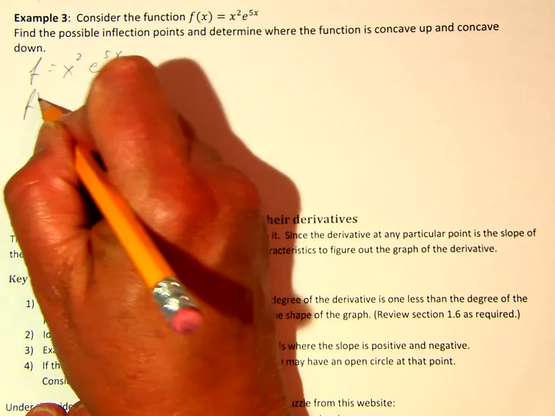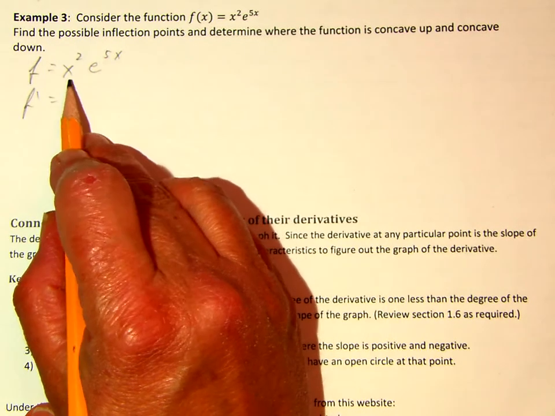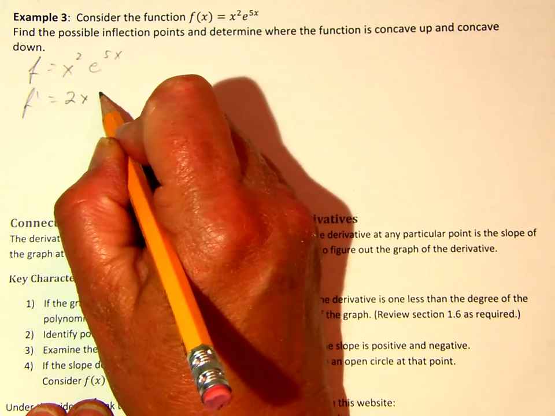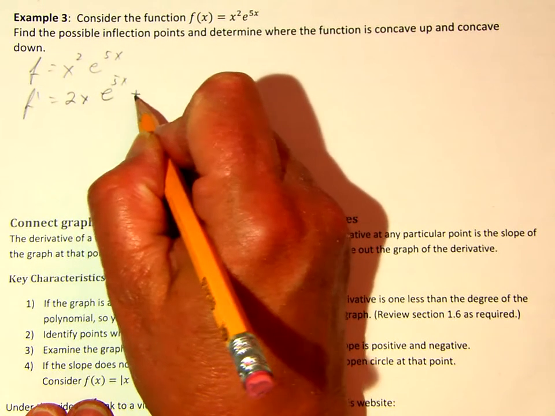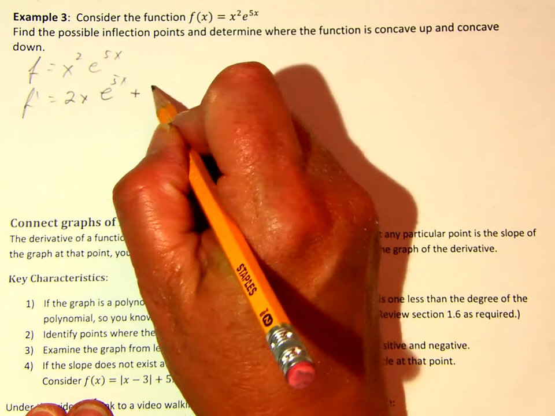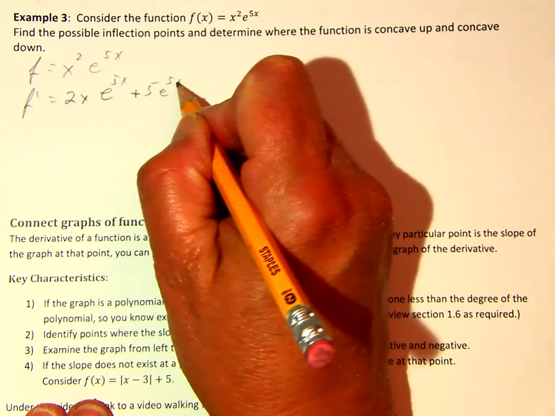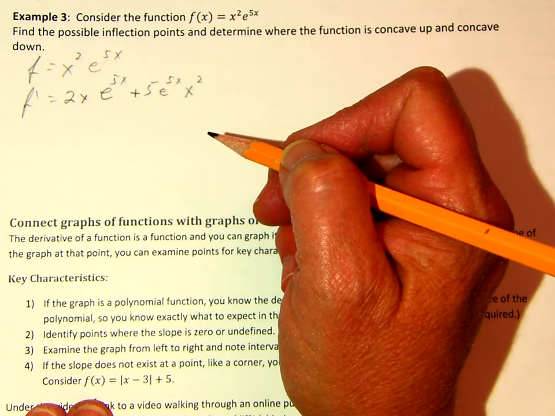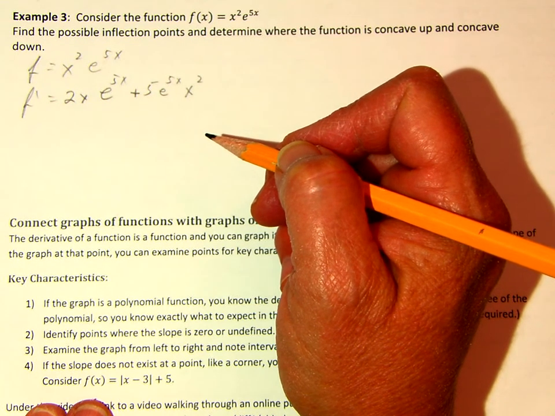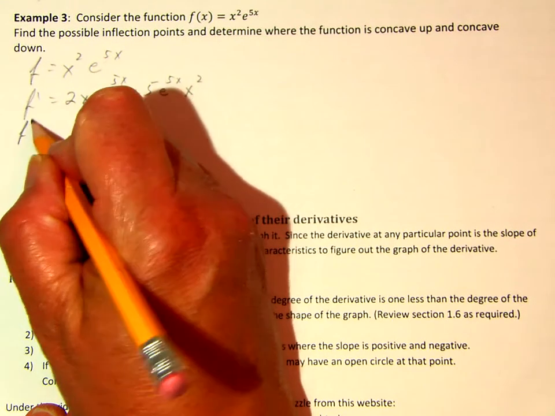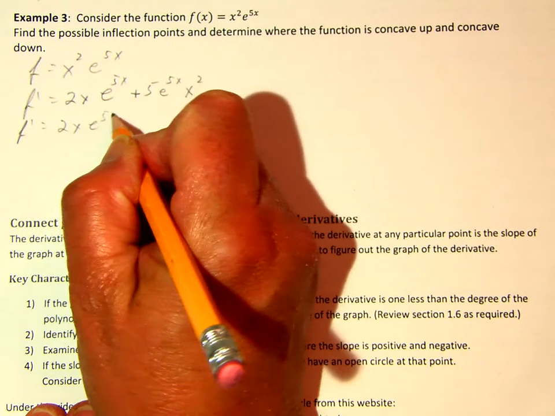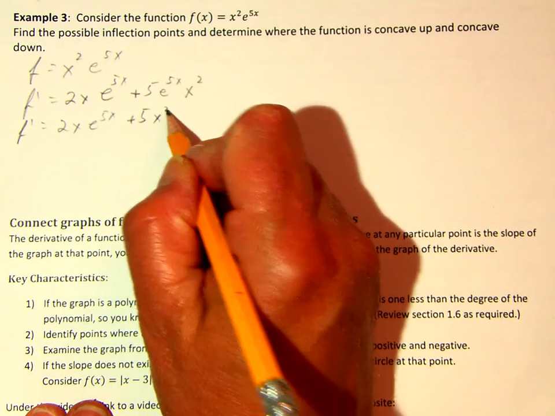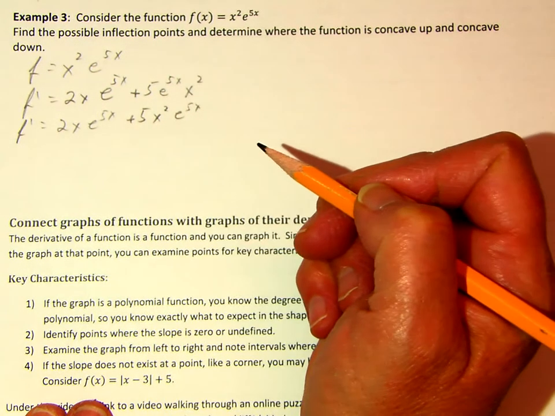So for our derivative, we're going to need to use the product rule. So our derivative would be the derivative of the first, 2x, times the second, e to the 5x, plus the derivative of the second function, so 5e to the 5x, times the first function, x squared. And I can regroup this a little bit. Usually, I'll put the x squared in here.